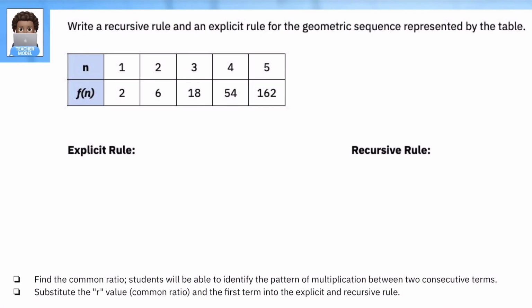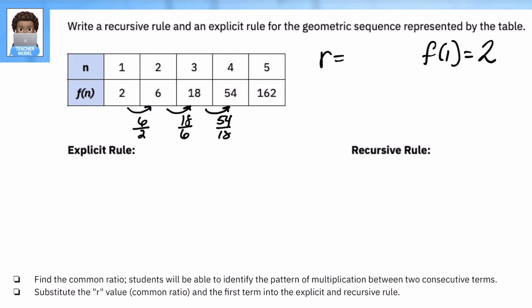So I'm going to go through this one model just to show, instead of having a guided practice, we're going to do the same thing. We have to figure out what the R is and what f of 1 is. F of 1 is easy to see. We can just see it on the chart. It is 2. So let's find what the common ratio is. And if you're not noticing what it is, you could just do 6 over 2, 18 over 6, 54 over 18, and 162 over 54.